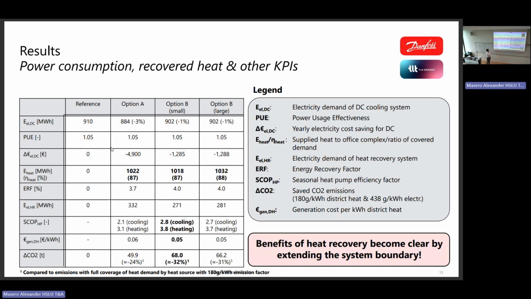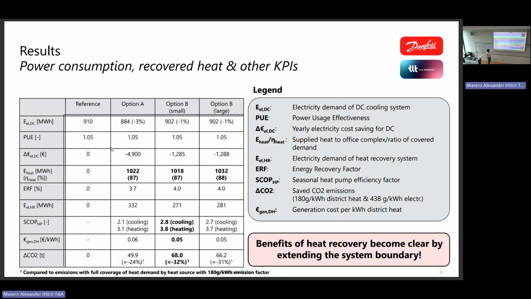Our heat pump is consuming 300 megawatt hours of electricity in option A, and option B is a little bit less, 270, 280 megawatt hours. That means we end up with an average or seasonal COP of the heat pumps of 3.1 for option A, 3.8 for option B, and 3.7 for option B with the 2 compressors.